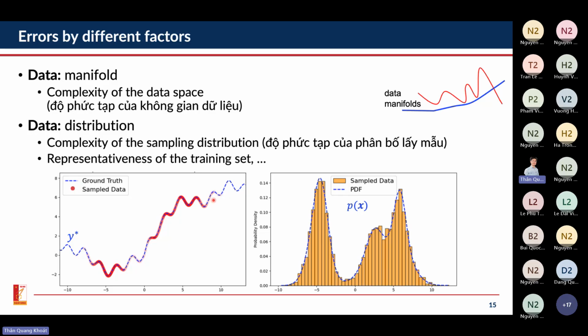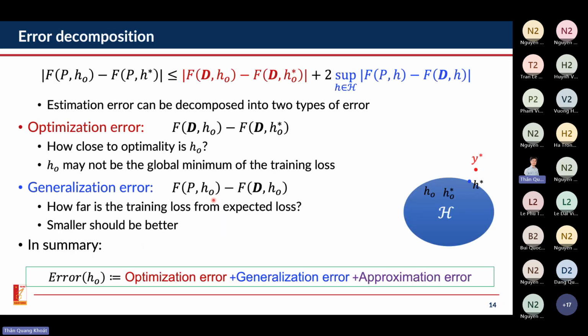So let's discuss what are the sources of error. We already decomposed the errors of a model into different types of error, right? Optimization, generalization, and approximation, right? Now, we want to understand where the sources of error are. When we understand those, we can find some way to improve the training of the model, right? And we can hope that we can obtain better models.